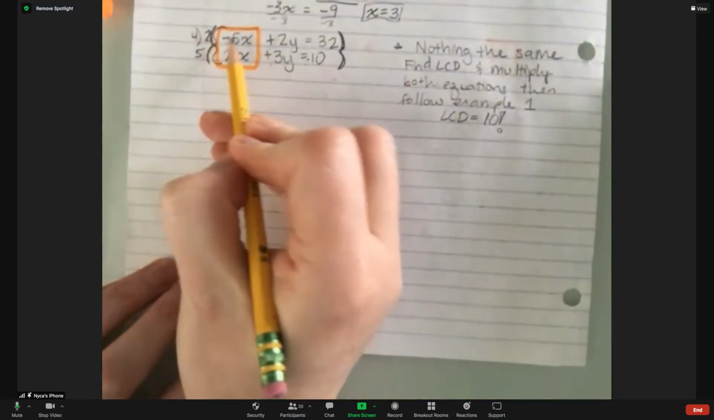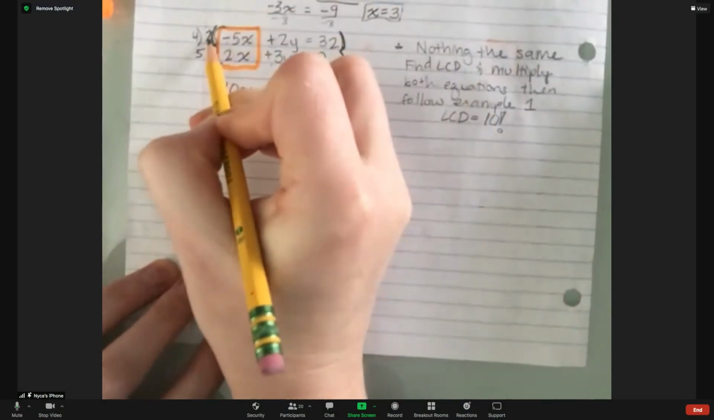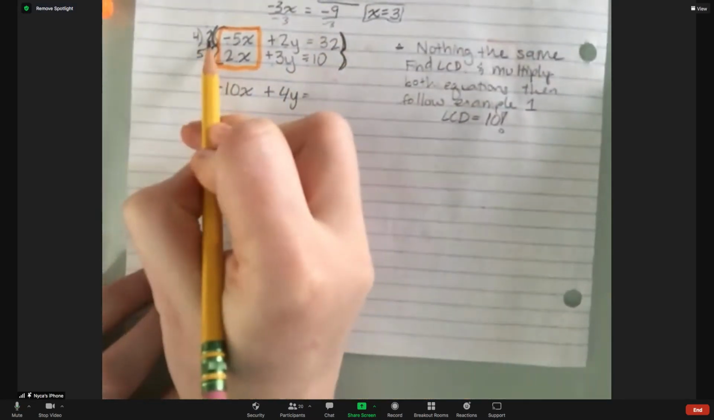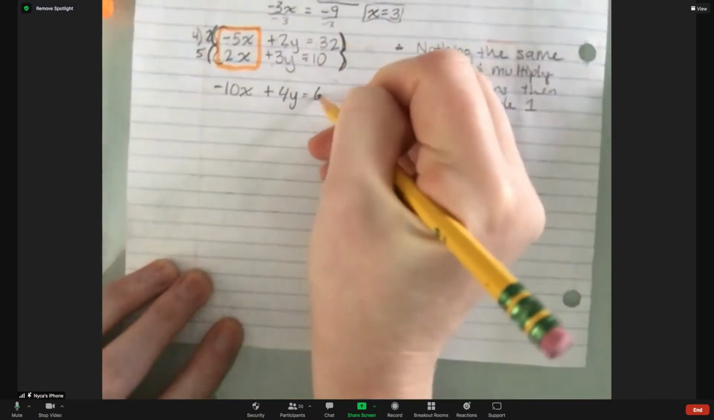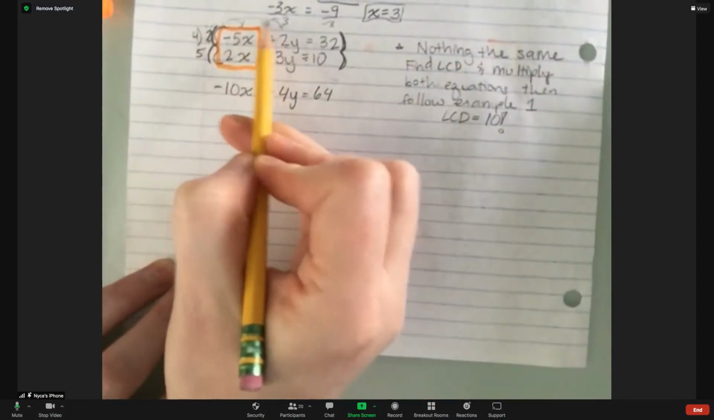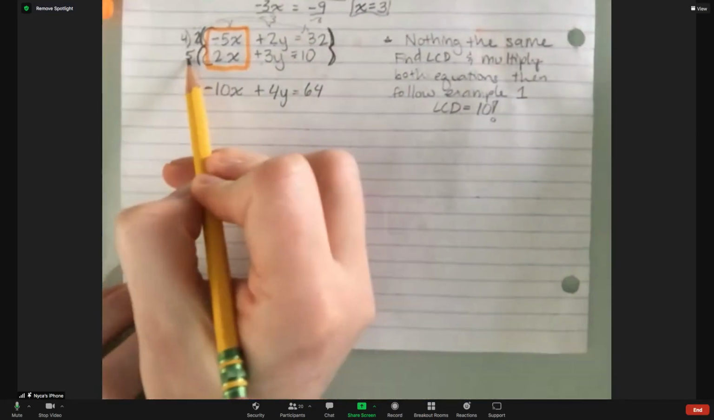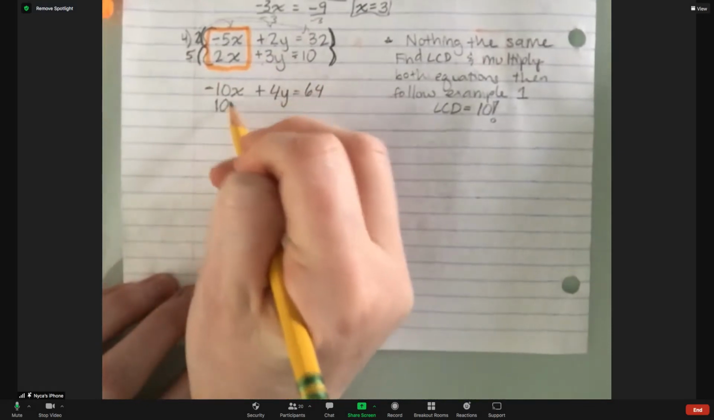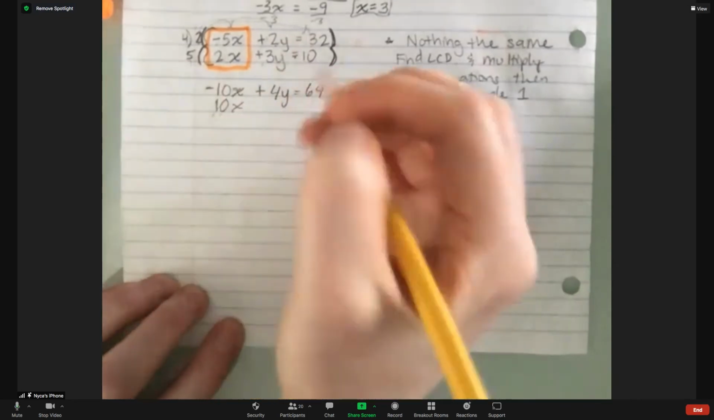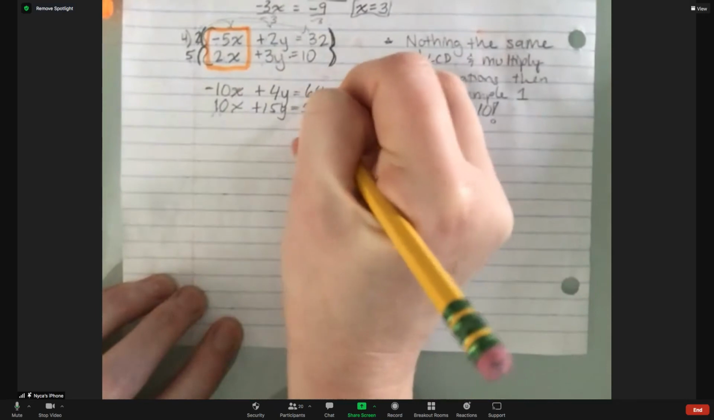All right, 2 times -5 gets me -10x plus 2 times 2 is 4y. 2 times 32 is 64. So don't forget, you have to distribute it to all terms across the board. Now do the same thing with the next one. 5 times 2 is 10x. I know I did it correctly. Look, I got my elimination. 5 times 3 is 15. 5 times 10 is 50.